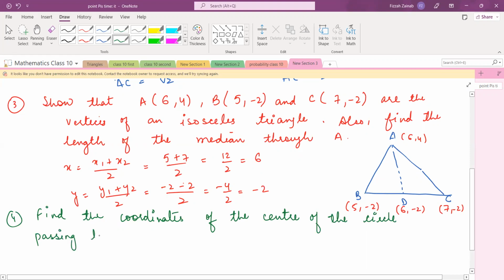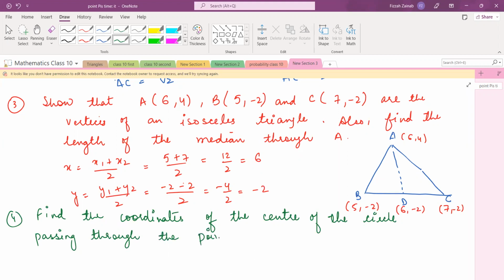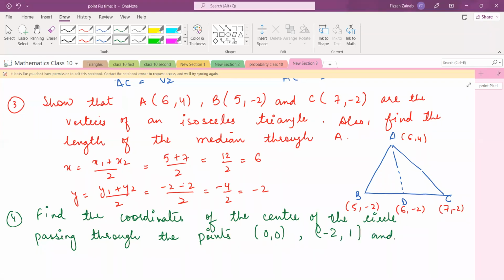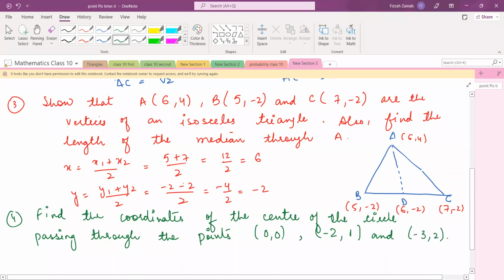Done, ma'am. Okay, passing through the points (0, 0), (1, ...) and (-3, 2). Now try to do it yourself and then we can discuss. Also find its radius.